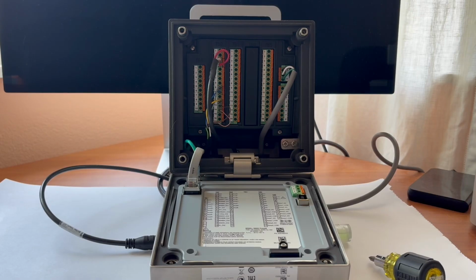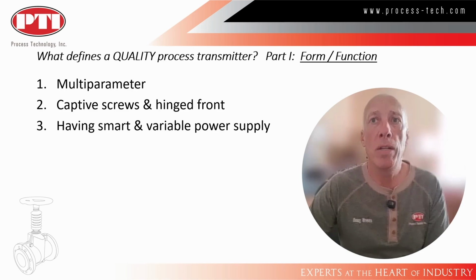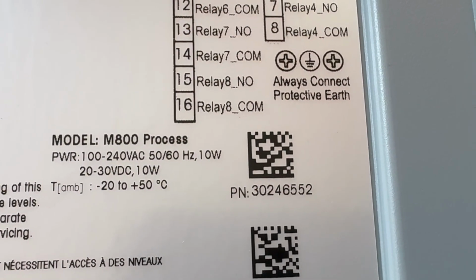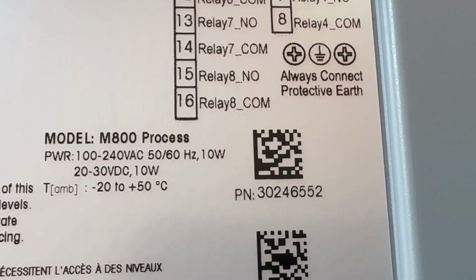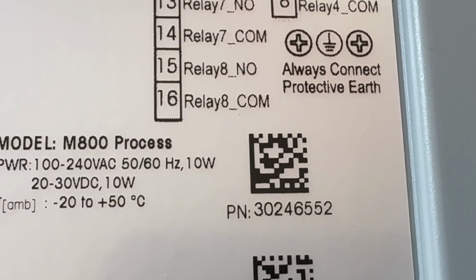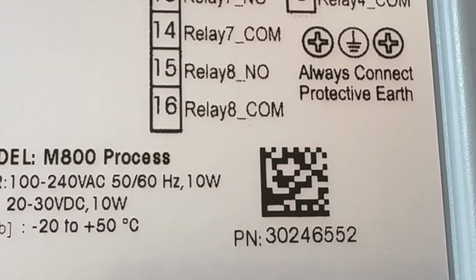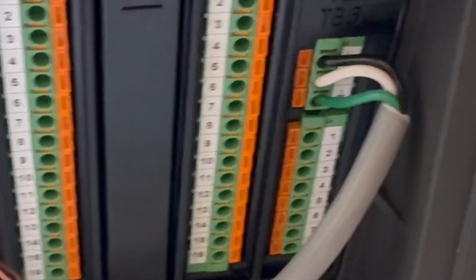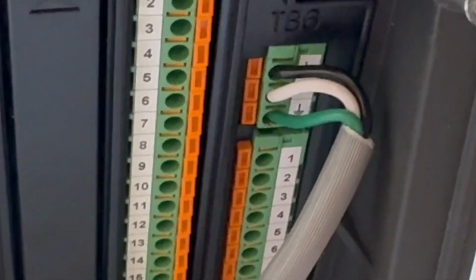Another form function quality design is having smart and variable power supply. Having a smart variable power supply is pretty beneficial when you're trying to power the transmitter. And you can see here from the label that this transmitter will accept either AC or DC. That's not always that common, 100 to 240 volt AC or 20 to 30 volt DC. And then those wires are simply landed right here. You don't have to specify as an option or a different part number just to deal with different power supplies.